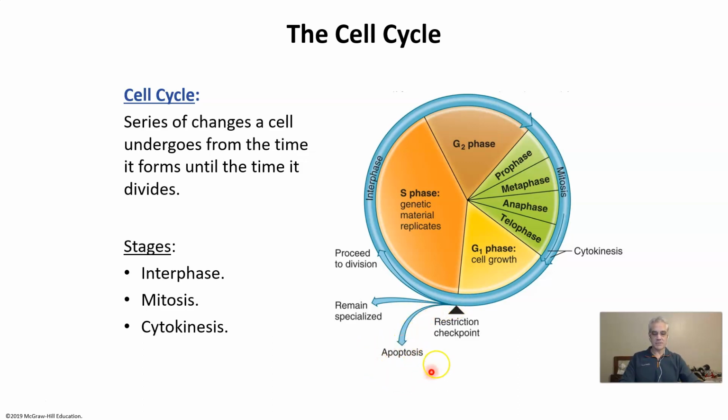But that's called apoptosis. So the cell destroys itself. On the other hand, it could remain specialized. It doesn't have to divide. So a nerve cell is a good example. The nerve cell can remain a nerve cell. It can just do its nerve cell thing. It doesn't have to divide. It can keep on being a nerve cell forever and ever.